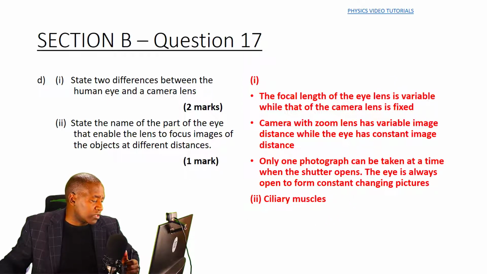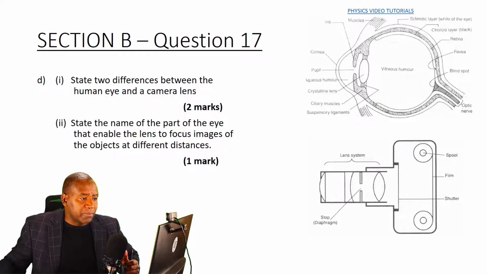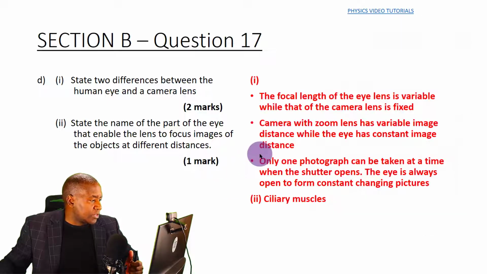The ciliary muscles. If we go back there, you'll be able to see the ciliary muscles. These are the ciliary muscles. When they contract, they make the lens thin, and that is going to vary the focal length of the lens. When they relax, they make it thick, and it's going to shorten the focal length. So that is it about question 17. Let's move over to question 18.